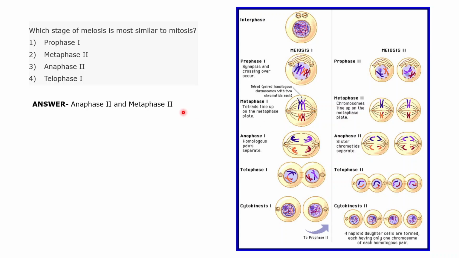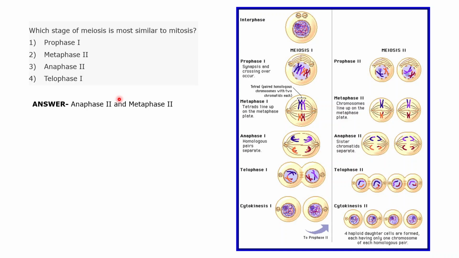However, if you differentiate between them, anaphase 2 will most probably be the answer from the definition, but metaphase 2 could also be an answer to this particular question, because if you look into meiosis 2, all the stages are more or less similar to mitosis, except telophase 2, because there are 4 protocells forming there. But in that case also, it is more or less similar to mitosis. Both the meiosis 2 stages are similar to mitosis.